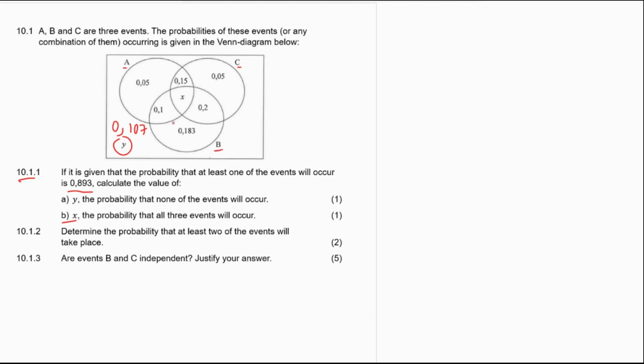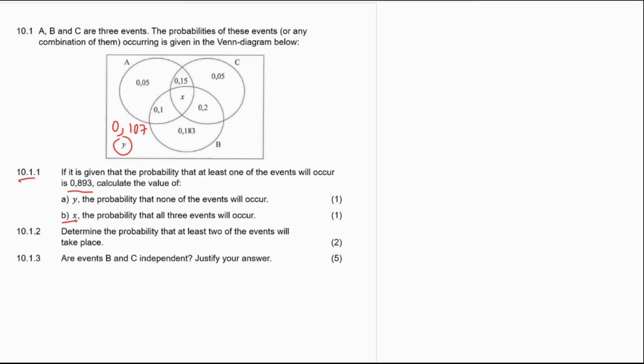in the Venn diagram. This is A only occurring, that's at least one, because at least one means one or more. That is C occurring, that is one event. B occurring, that is one event. And then we have A and B occurring, that is two events. We have B and C occurring, that is two events. We have A and C occurring, that is two events. And then we have A and B and C occurring, that is three events.